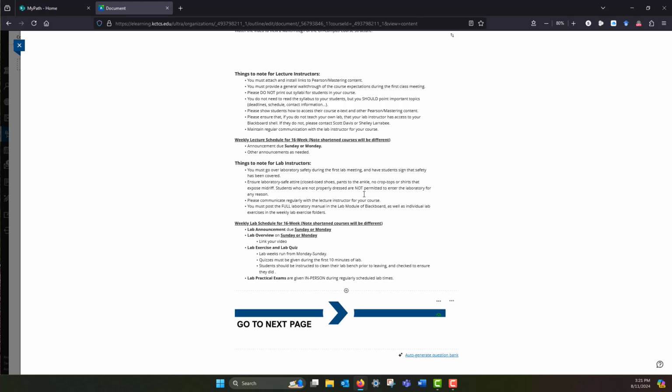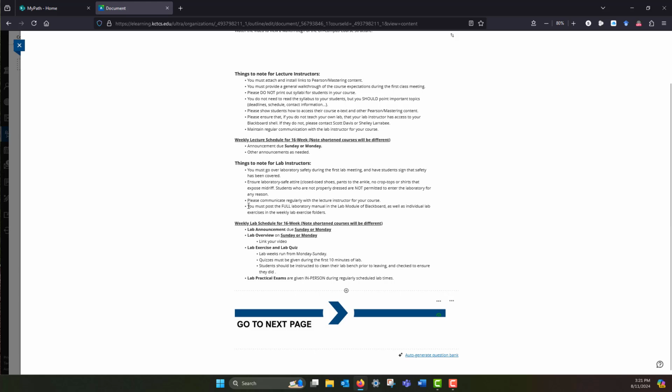They cannot enter the lab, and that would not be considered an excused absence. You could offer to let them attend another lab that week, but that's not guaranteed, especially if it's a lab late in the week. There's not going to be another opportunity for them. Please communicate regularly with the lecture instructor for your course. Make sure that you and the lecture instructor are back and forth communicating regularly.